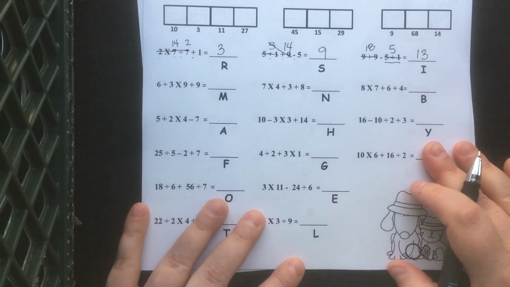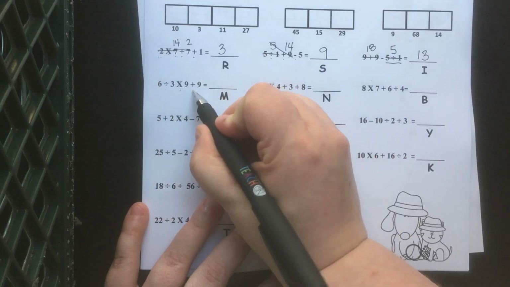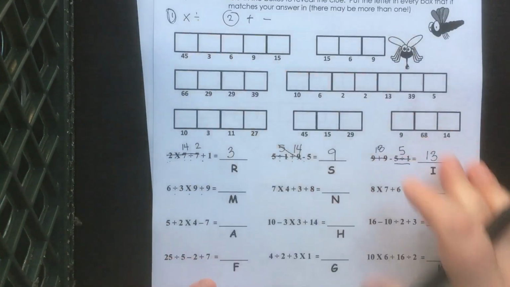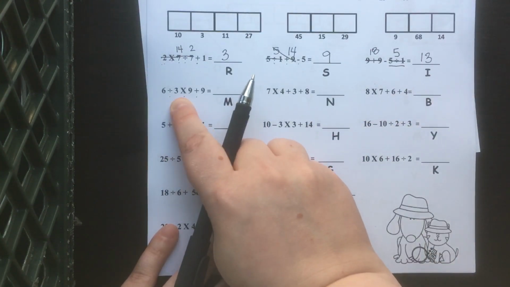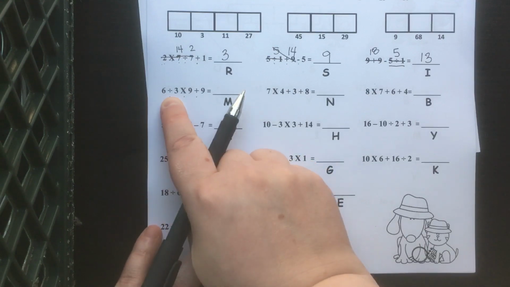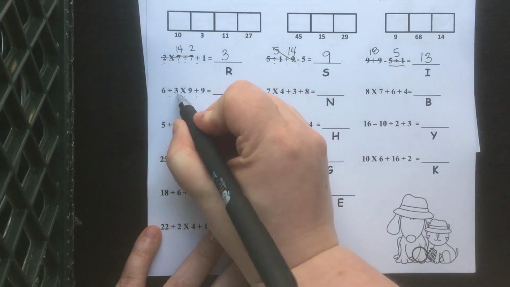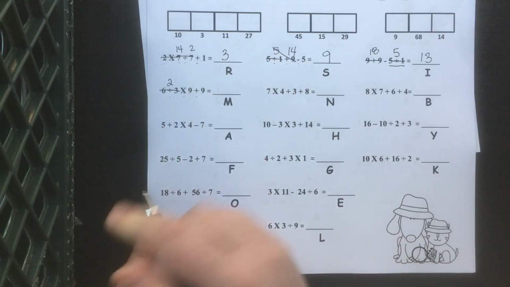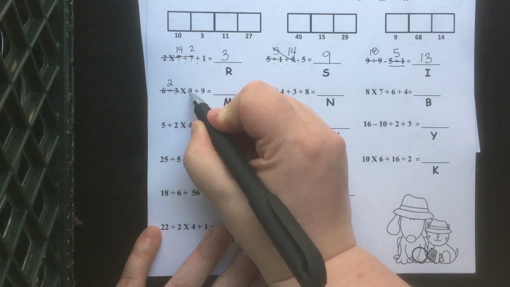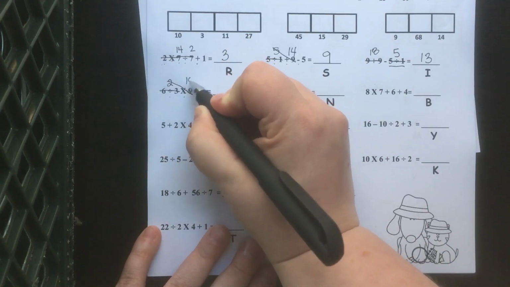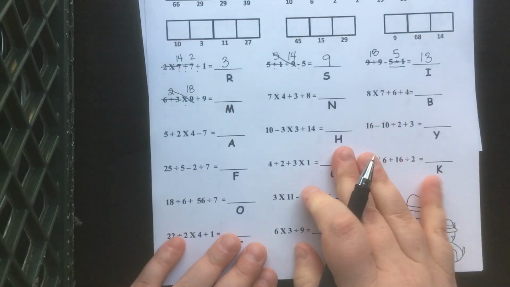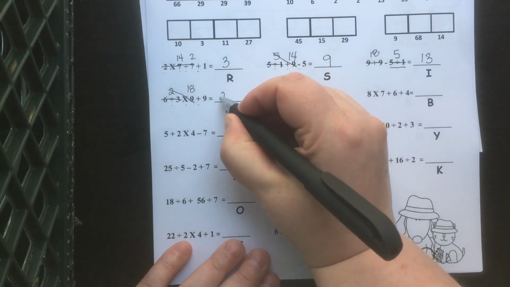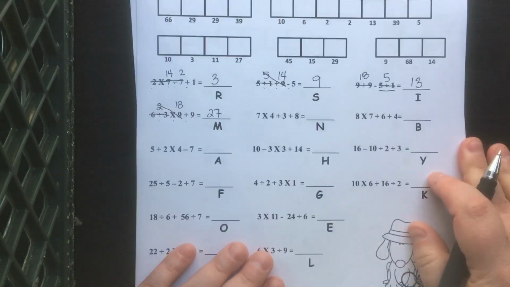All right, next problem we have division, multiplication, and addition. All right, so we have multiplication and division first. So we have 2 problems to do first. We're going to start on the left. We always start on the left. 6 divided by 3 is 2. Now we have the multiplication problem. 2 times 9 is 18. Now we can do step 2, addition and subtraction. 18 plus 9 is 27.